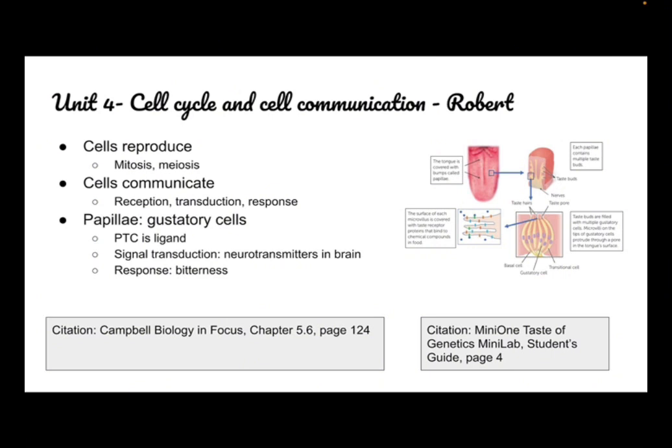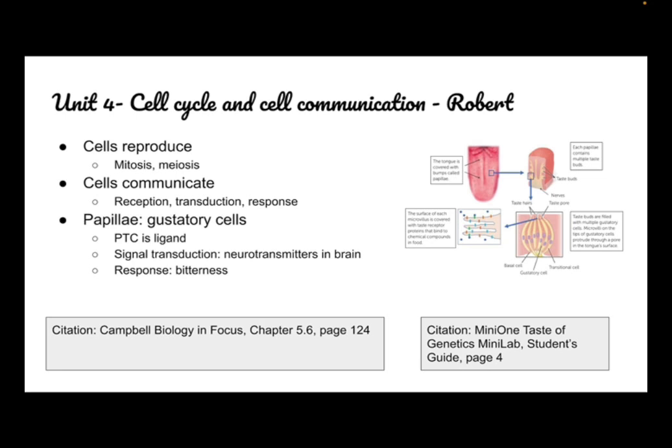In Unit 4, we focus on how cells reproduce and how they communicate with each other. First, cells reproduce through processes like mitosis and meiosis, which are essential for growth, repair, and reproduction. Cells also communicate through 3 steps: reception, transduction, and response, during which a signal is detected, the signal is processed, and the cell reacts, respectively.